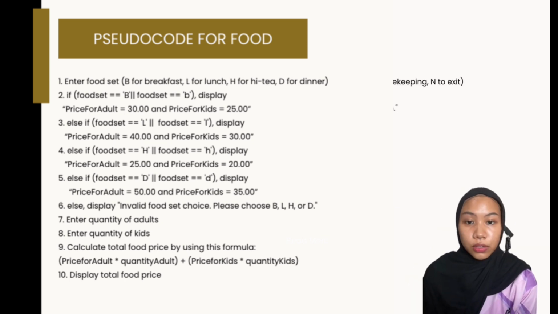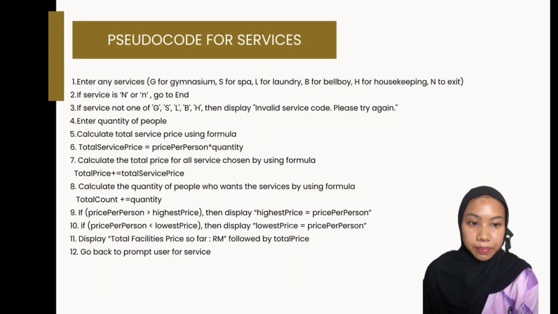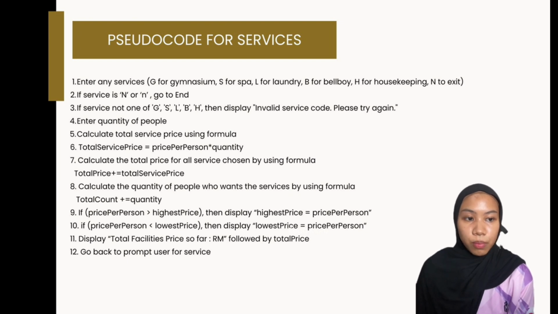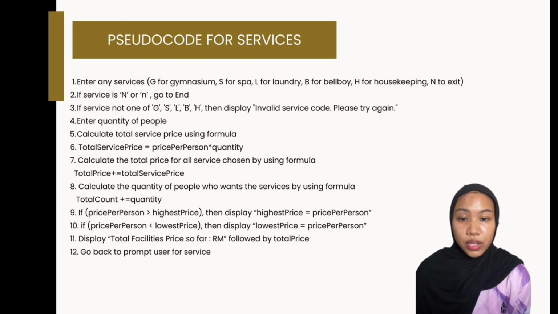Now I will explain the pseudocode for services. So first, they need to enter any services: G for gymnasium, S for spa, L for laundry, B for bellboy, H for housekeeping, and N to exit. If the service entered is uppercase N or lowercase n, it will go to N because as the first point states, if we enter N, it will exit.